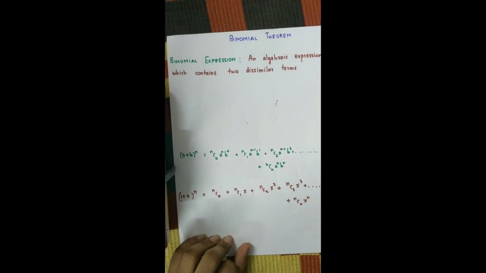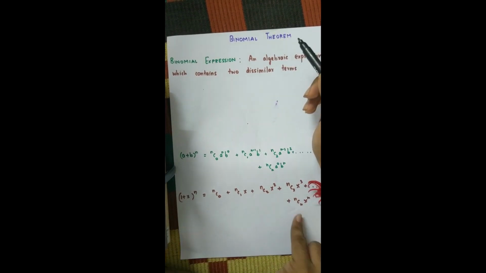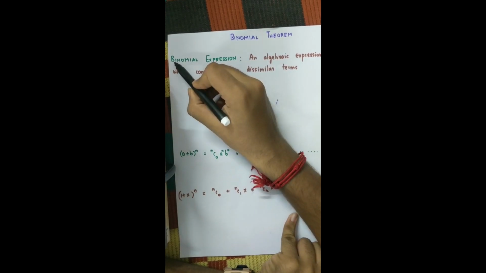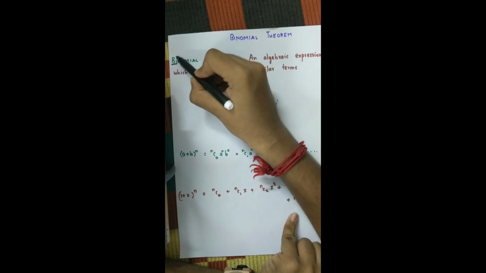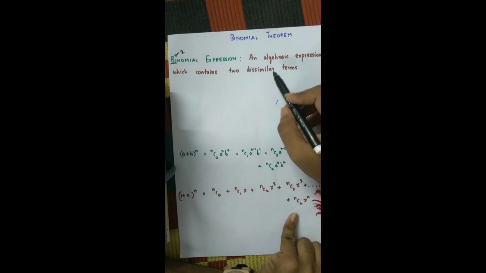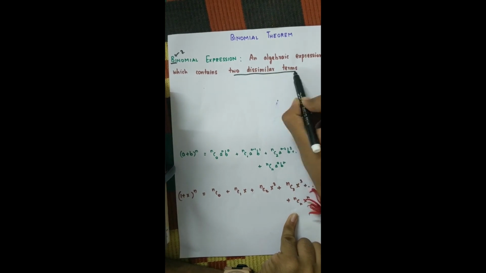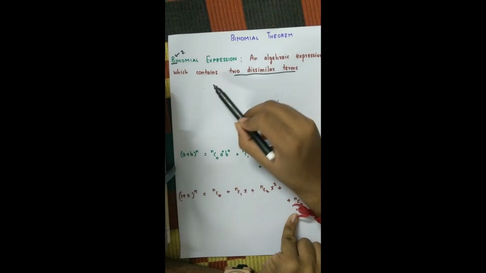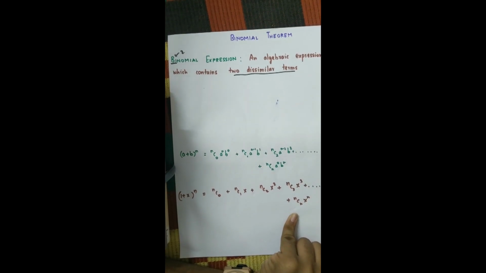Hello everyone. In this video, we'll be discussing the topic binomial theorem. So first, what is a binomial expression? From the very name, bi means two, right? So a binomial expression involves two dissimilar terms. The definition is an algebraic expression which contains two dissimilar terms.